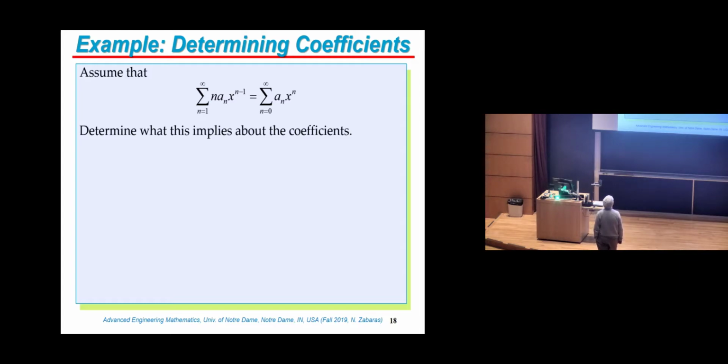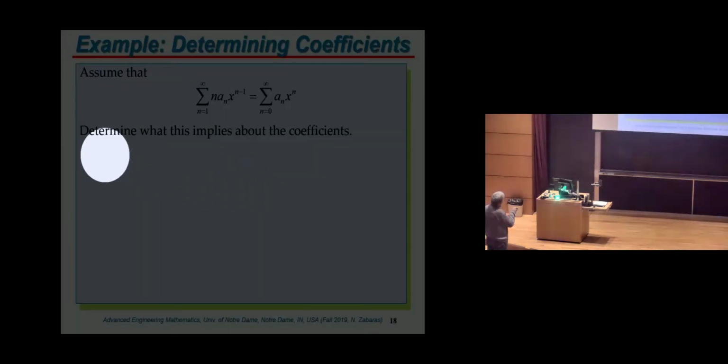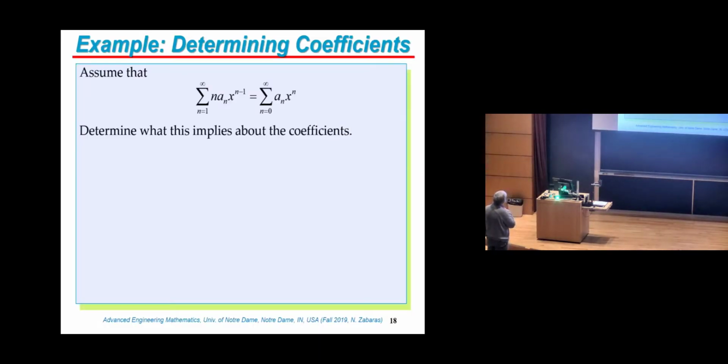So let me do an interesting example, and I'm going to ask you, without looking at the notes, to use your imagination a little bit, okay? So I have, it says assume that this is equal to that. Determine what this implies about the coefficients, okay?